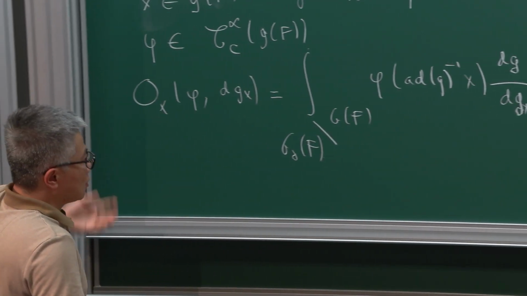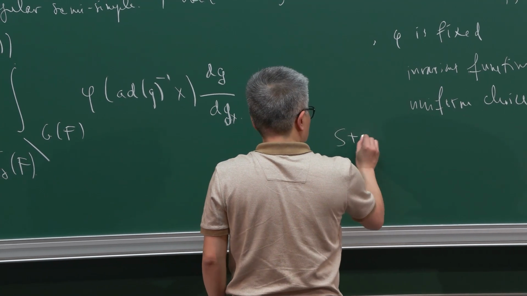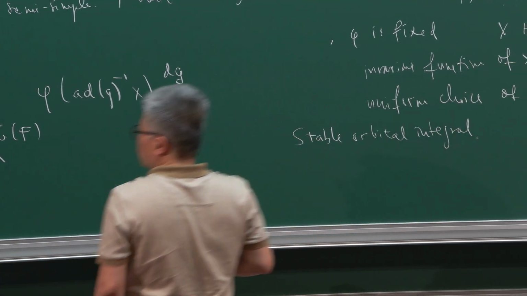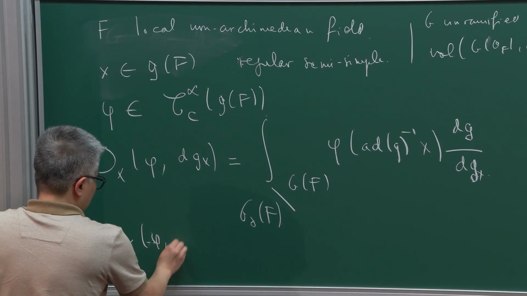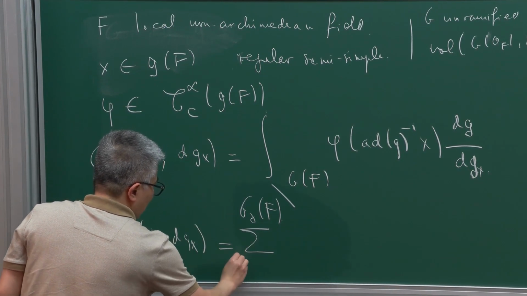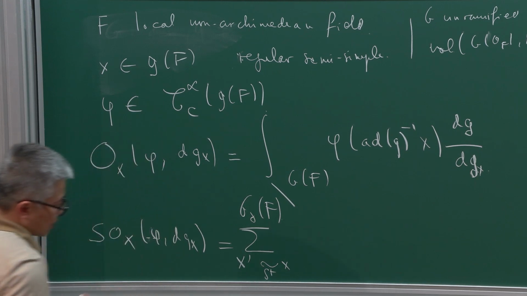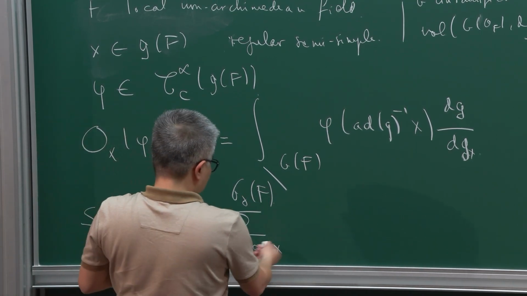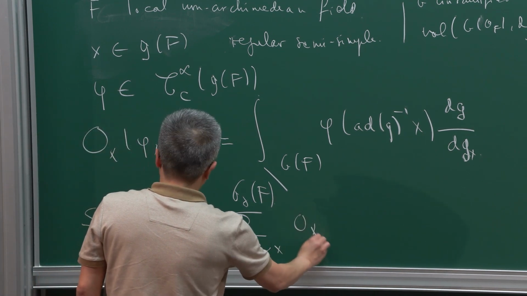In our form, from many points of view, it's actually better to look at the stable orbital integral. So we would look at SO of X, phi, dg_x, which should be the sum over conjugacy classes X prime that are stable conjugate to X, as we explained this morning. So they become conjugate when you go to the algebraic closure of F. There are finitely many of them, which are classified by an abelian group, a subgroup of the H1 of the centralizer.